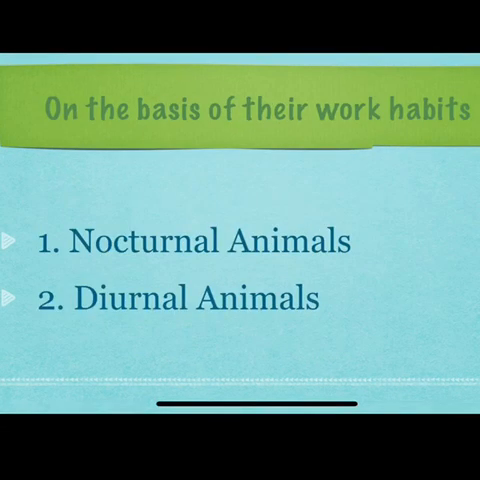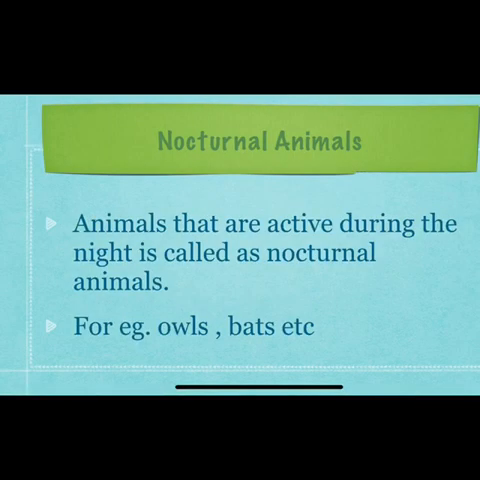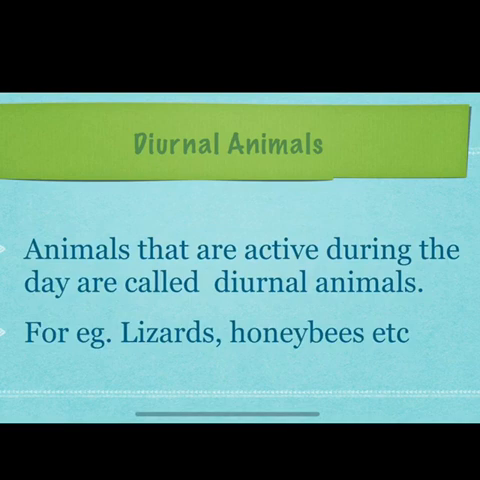Now, second comes on the basis of their work habits. First, nocturnal animals. Second, diurnal animals. Nocturnal animals: animals that are active during the night and usually sleep during the day are called nocturnal animals. For example, owls, bats, etc. Second, diurnal animals. Animals that are active during the day are called diurnal animals. For example, lizards, honeybees, etc.